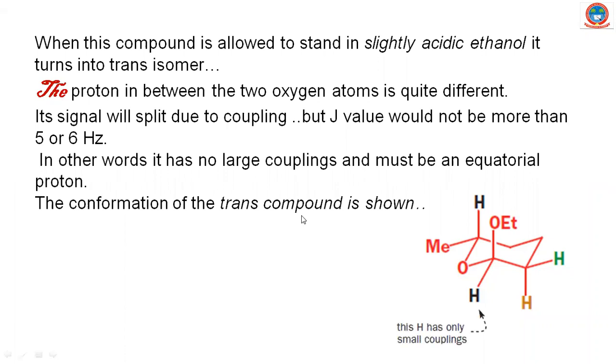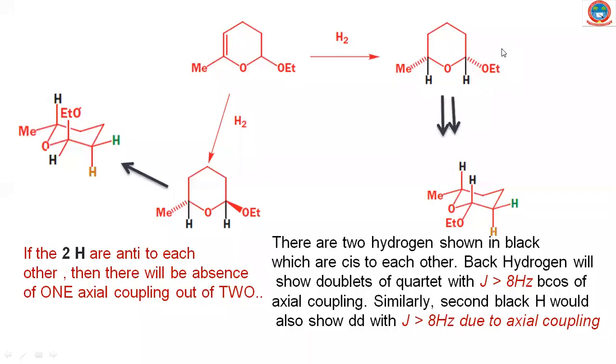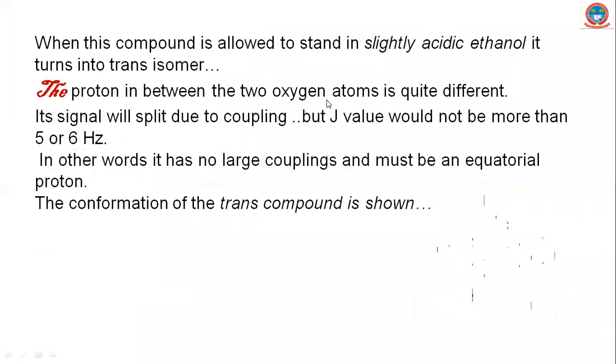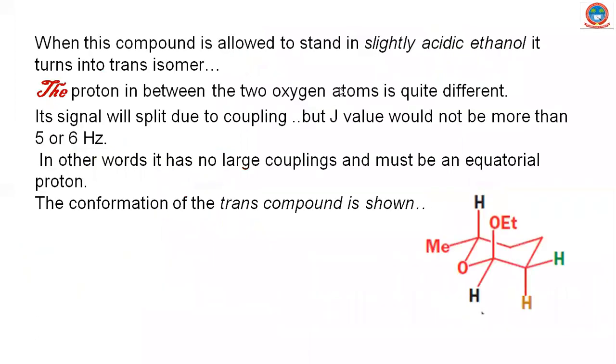Let us go for the next point. See, this hydrogen has only a small coupling. Why? Because it is equatorial, and equatorial hydrogen does not have the stable one. Fine. So yes, this would be the stable. How have we drawn this? Based on the J values which were below 8, which means that the dihedral angle is not 180, and hence this is the structure.